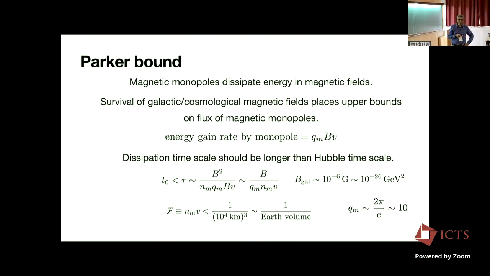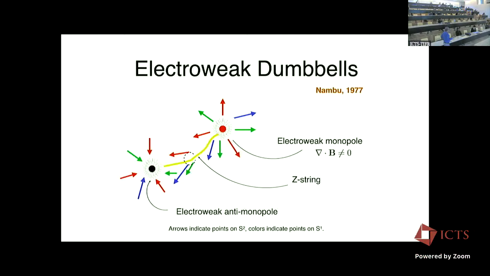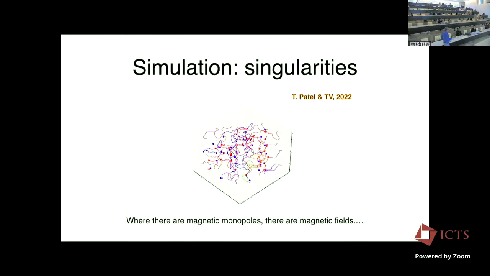I'm interested in your simulation for the Z string and monopoles. You had a simulation in 2022, three years ago. As you said, the Z string is unstable, so it will quickly disappear. Right, maybe in the W direction. Is that correct?